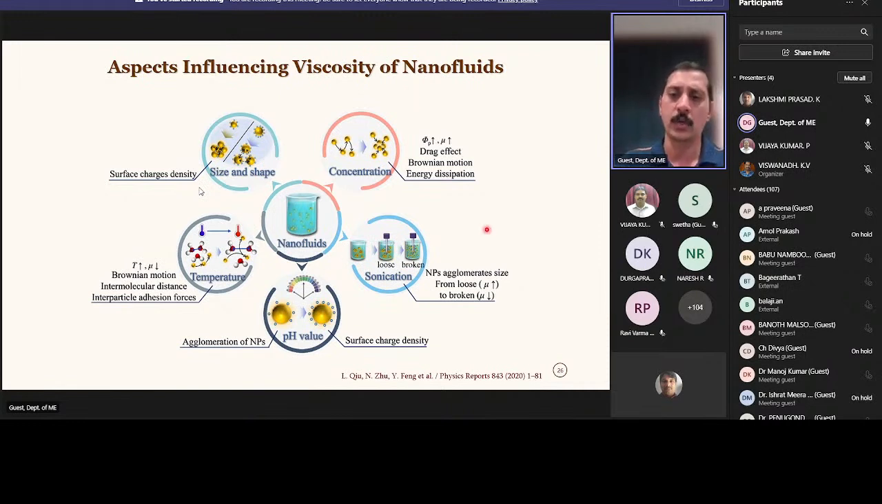And again, when you want to sonicate the particles into the base fluid, you will have to do it at particular intervals, going from the loosely packed particles to the broken particles. So you have to take care of how to disperse the particles with a particular frequency. And also the pH value alters the surface charge density, and the agglomeration of particles can be well adjusted with the pH values, and this is again going to add to or reduce the viscosity of your nanofluid. And again, the temperature, I don't have to mention it in detail because of the known reasons behind it.